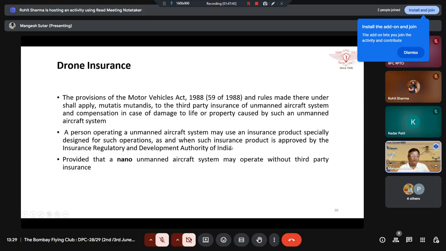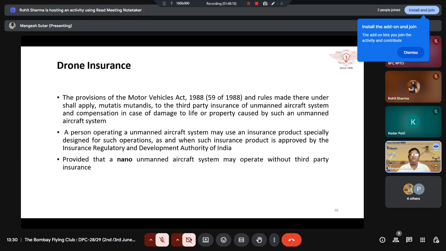Earlier, when the drone rules were released, none of the insurance companies were offering insurance for drones. Slowly the insurance companies started giving insurance for drones. So currently I think there are 5 to 6 drone insurance companies which are giving you insurance. The moment you purchase your drone, make sure you take the insurance. For example, even the drones which we fly for training are insured. Without that, we do not get approval for the authorization of training. So that is mandatory for us.